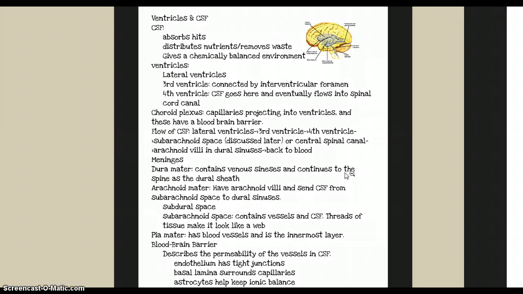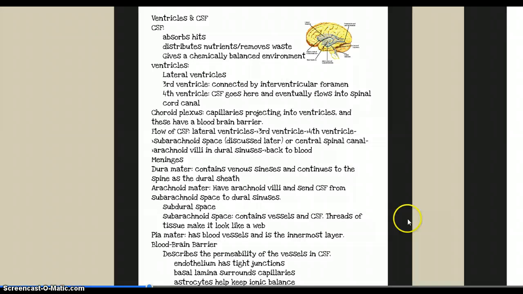There are 4 ventricles, and they're noted by Roman numerals, not by how I've named them here, but they're the lateral ventricles, ventricles 1 and 2. Then there's the third ventricle, which is connected by the intraventricular foramen, is what it's called. And then after that, there's the fourth ventricle. So cerebrospinal fluid that is here eventually flows into the spinal canal, or it can go into the subarachnoid space.